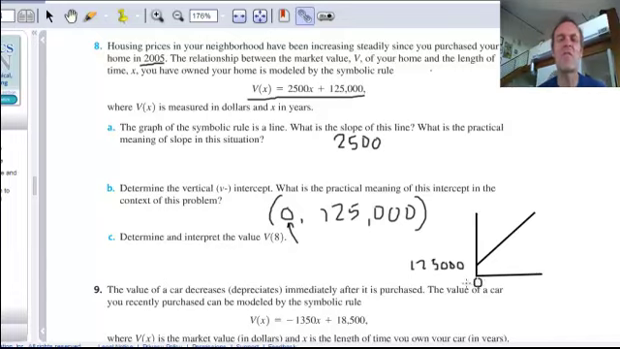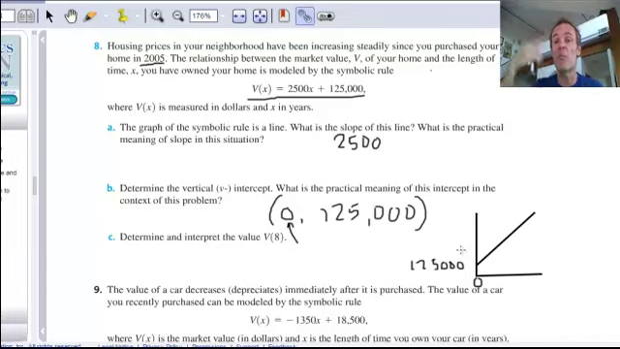Remember, 2005 is the name of a year. It's not really a number, it's the name of a year. That's your year 0. So think about it: 2010 is 5 years later. T would be 5. So that's the meaning. The y-intercept is $125,000, which is the price of houses in 2005.